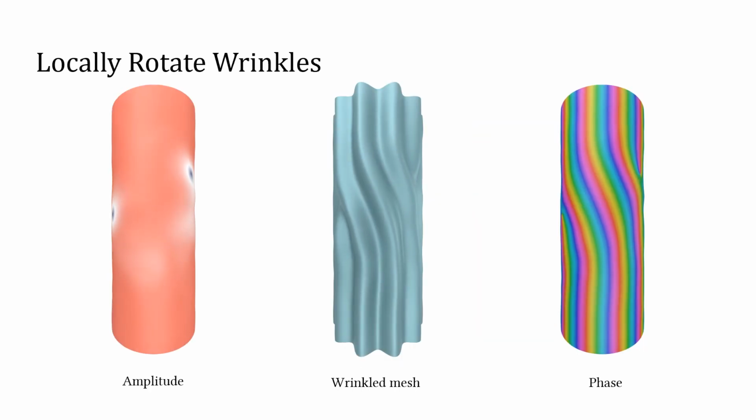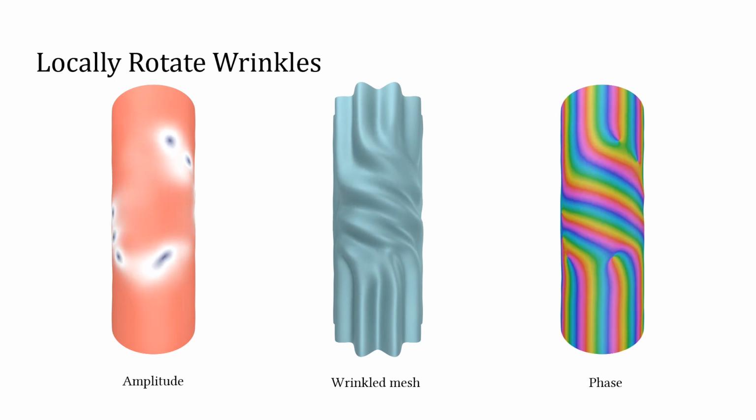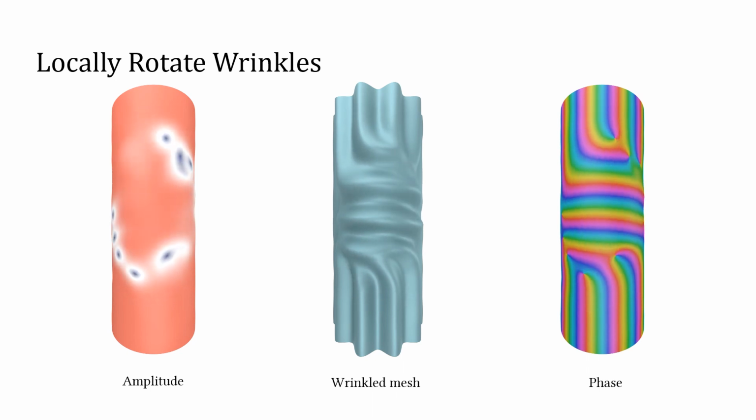Here, we animate the interpolation. Notice that although the wrinkles start out quite regular, even this simple local rotation requires singularities to be created and moved in order to smoothly evolve to the final pattern.